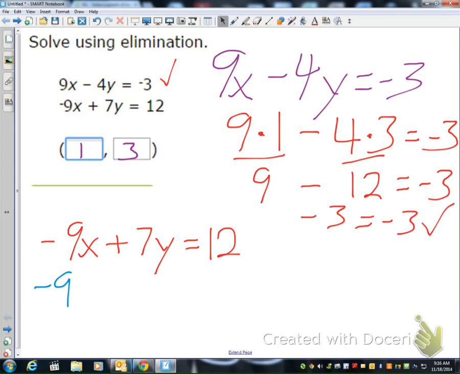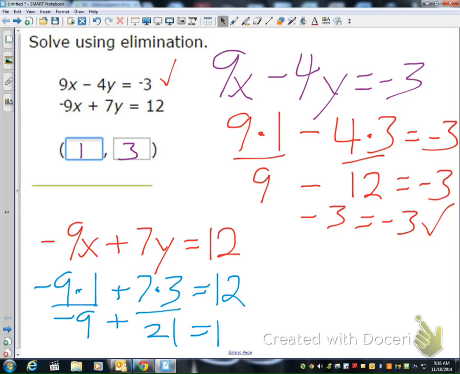So negative 9 times 1 plus 7 times 3 should equal 12. So that's negative 9 plus 21, and negative 9 plus 21 is 12. So the second equation works. So that way you can make sure that your answer is correct.